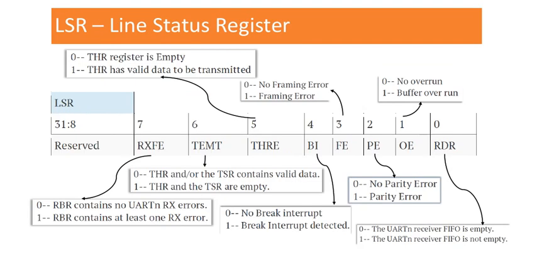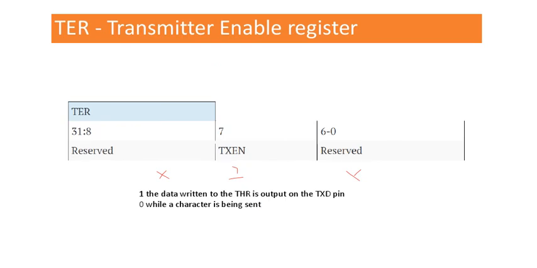Then in the LSR register, our main concentrated area is the THRE bit, to check whether the register is empty or whether the data is valid. Once the data is transmitted, the register becomes empty again so that we can write the data easily. So we are making sure that the data is always valid and we are able to write it immediately. And the transmit enable is 1 by default, so we are not going to touch this one.